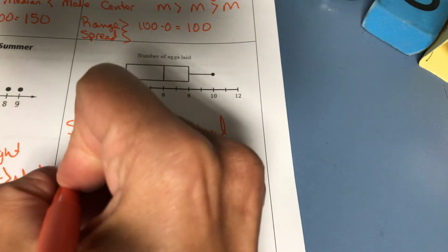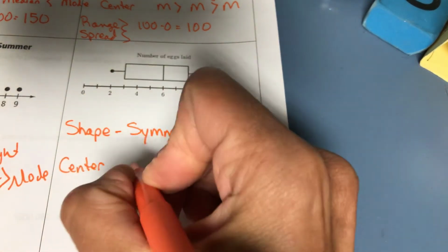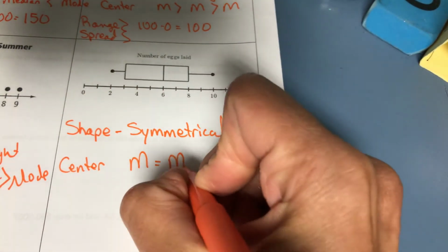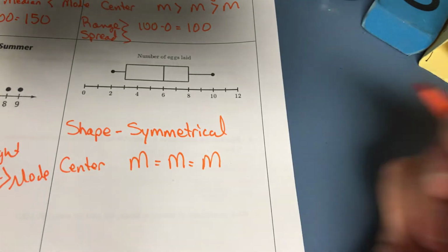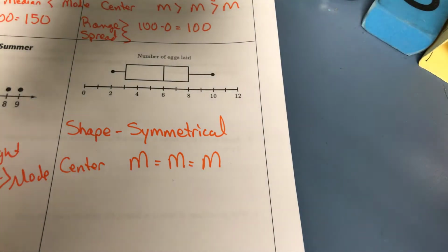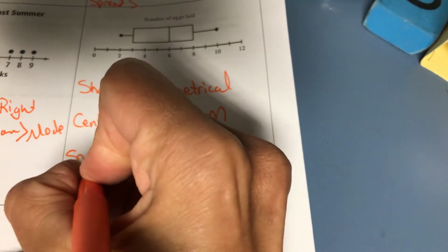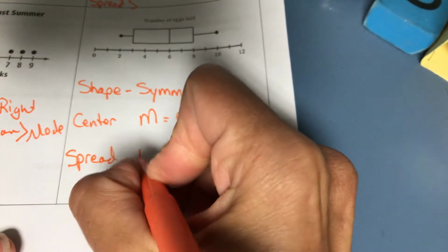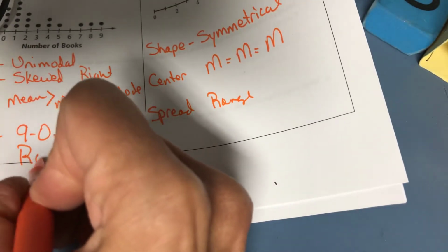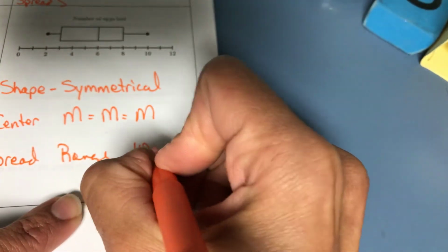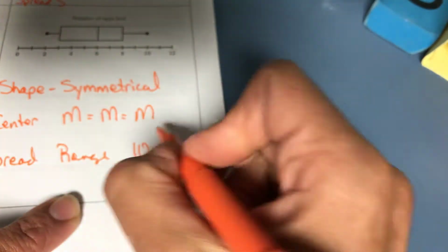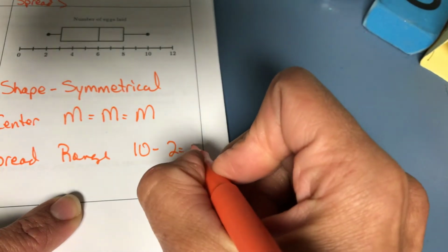As far as the center goes then, since this is symmetrical, we're going to say that the mean is equal to the median is equal to the mode. They should all be very close to each other. They might be a little off, but not by much. And then when I go for the spread, and I want to discuss the range, which again, this number over here, boy, I'm messing up on spread. That was the range. My highest data point is 10. My lowest data point is 2. So I have a range of 8.